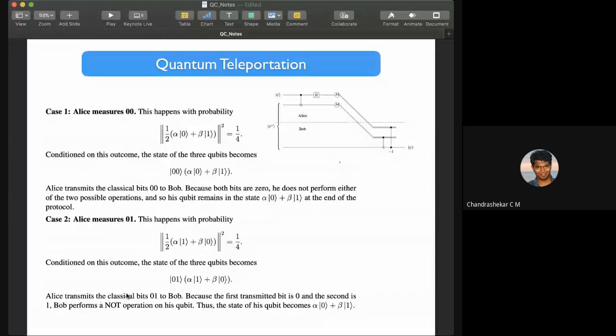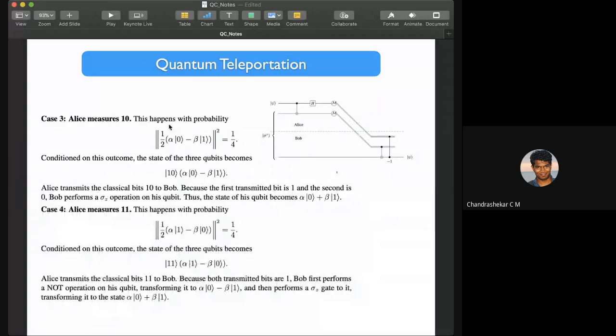So Alice transmits the classical bits 0, 1 to Bob. Because the first transmitted bit is 0 and the second bit is 1, Bob performs a NOT operation on his qubit. He just does a flip. So this is what it does, the controlled NOT operation. And then the state becomes, again, the same as the initial state, psi. The exactly same output is recovered at Bob.